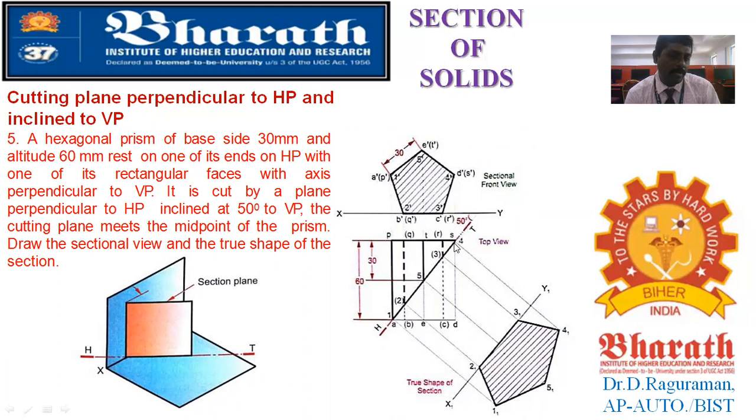So here you are going below XY, which is what? Inclined to VP. There you are drawing a 50-degree line. And that will be what? It is cutting at the midpoint of the prism. So exact midpoint, at 30 mm it is going to cut. Okay, so now you are going to draw the sectional view and the true shape of section.